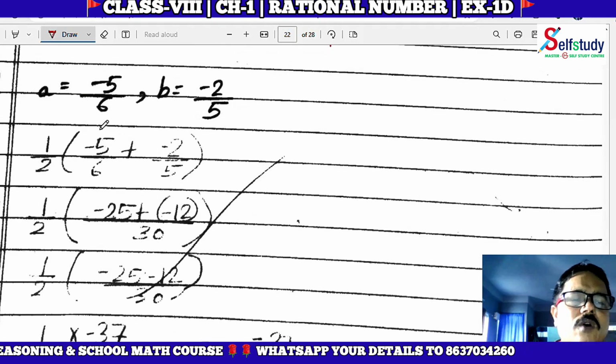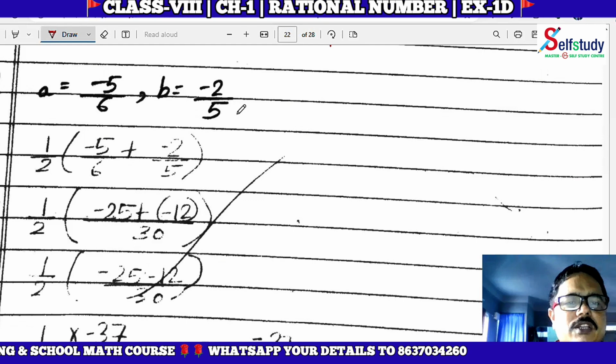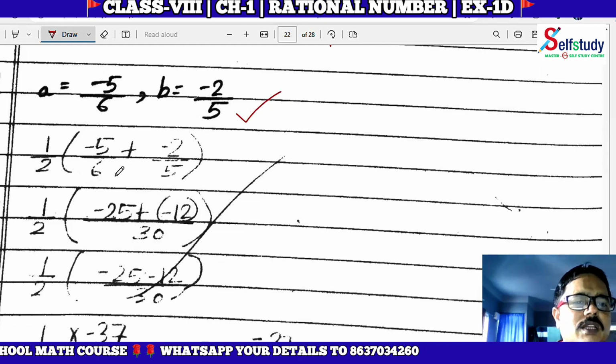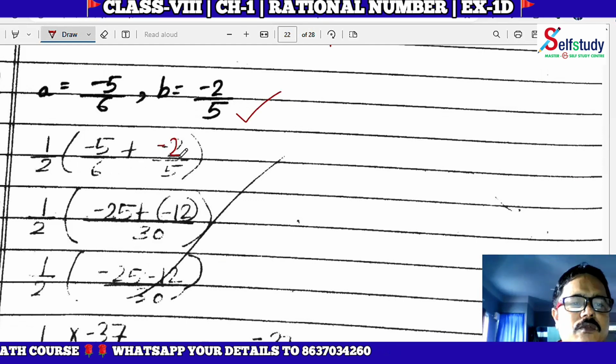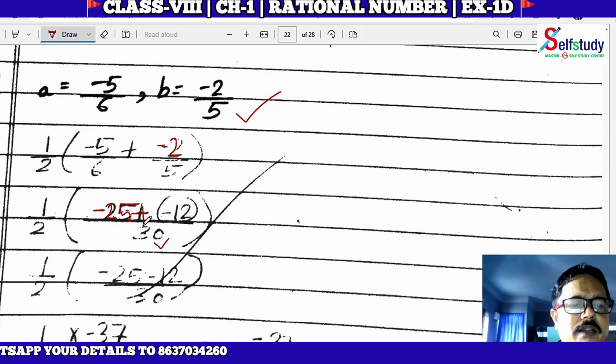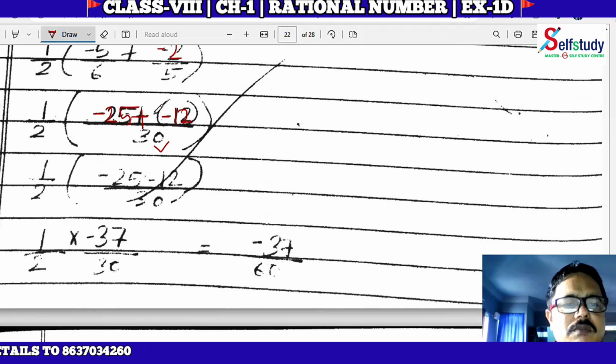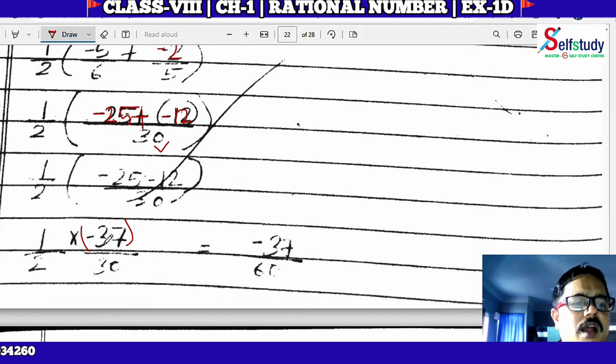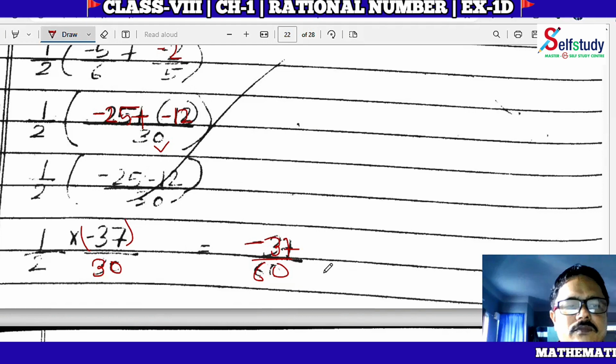Number C: the value of A is minus 5 upon 6 and B is minus 2 upon 5. So 1 by 2 into minus 5 by 6 plus minus 2 upon 5. The LCM of 6 and 5 is 30. So minus 25 plus minus 12, right? This minus 12 is inside the bracket, and since both the numbers have similar signs, we need to add them, and this will be minus 37. The answer will be minus 37 upon 30, and then multiplying by half, the answer will be minus 37 divided by 60. This is the answer.